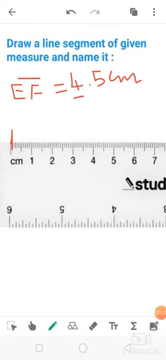Take this number first. Where is 4? 4 is here. After 4, what is this number? 5. You have to count 5 lines after 4. 1, 2, 3, 4, 5. So draw again, put a point, join the dots, and you have to name it. This will be E, this will be F, and then write the measurement.